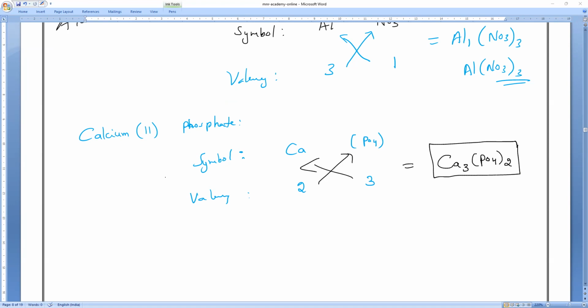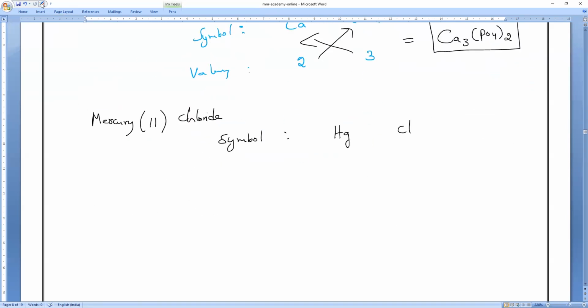Next, mercury chloride. Mercury 2 chloride. First, tell me the symbol. What is the mercury symbol? Hg. Chlorine is Cl. What is the chlorine valency? We all know that, chlorine valency is 1. Mercury valency is 2. So the formula is HgCl2. Chlorine valency is always 1. Don't get confused, please.